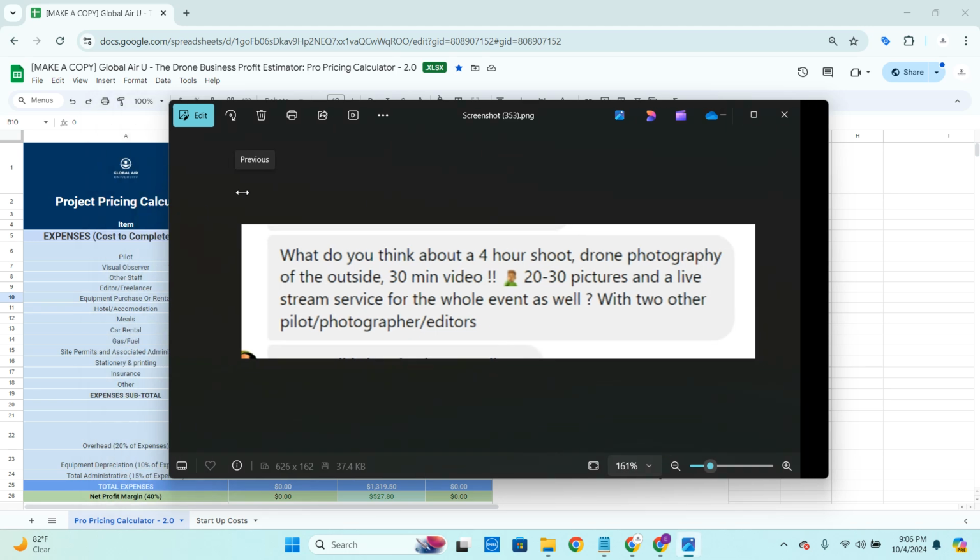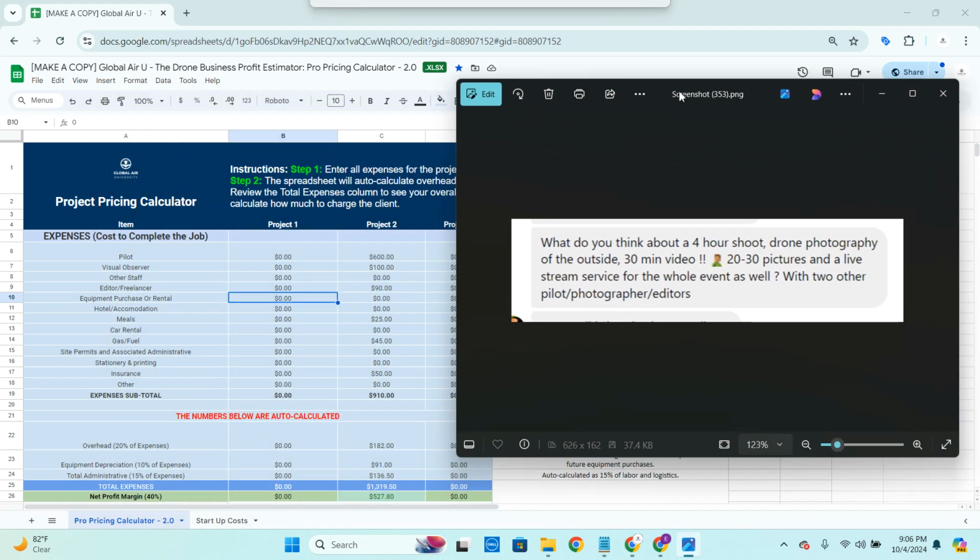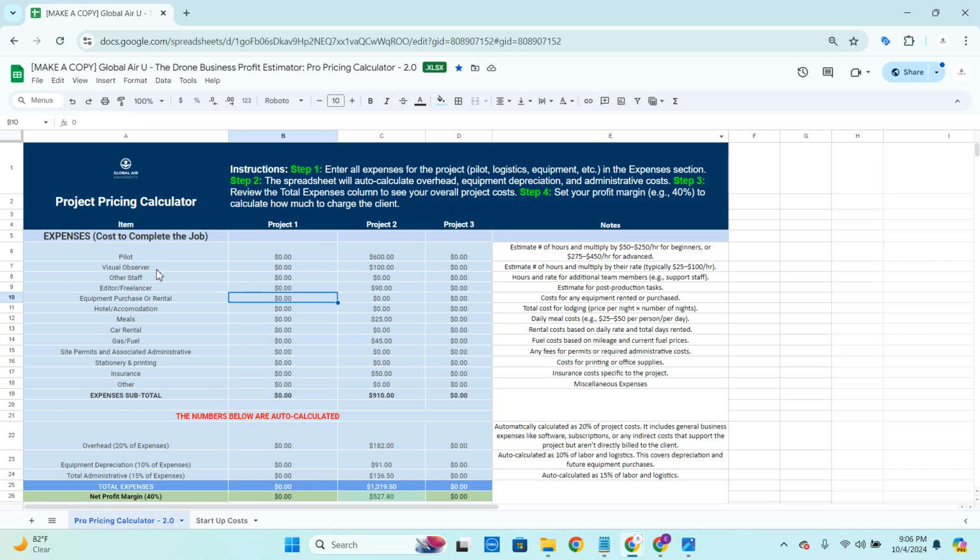All right, so there's quite a bit going on here, but the main things, of course, are the fact that it's 4 hours. He mentions photography. Of course, it sounds like it's an event. 20 to 30 photos, a live stream, and then the two pilots slash editors. So let's take that information and plug it into our calculator here.